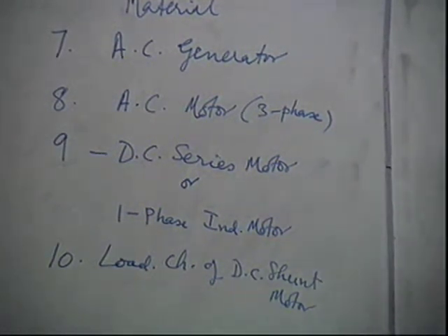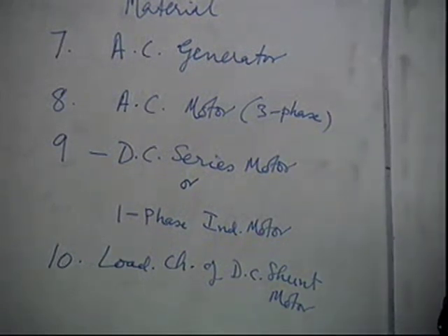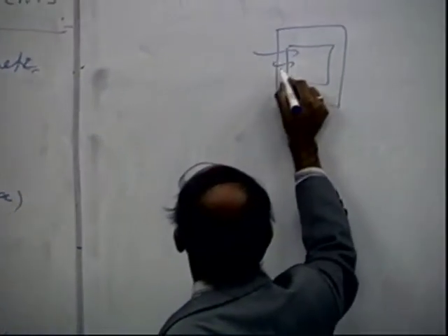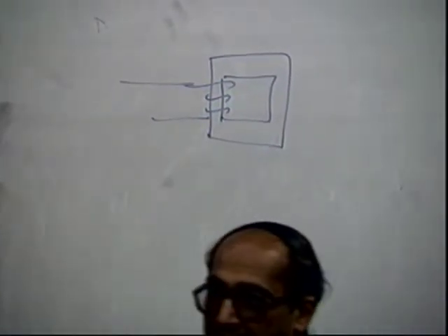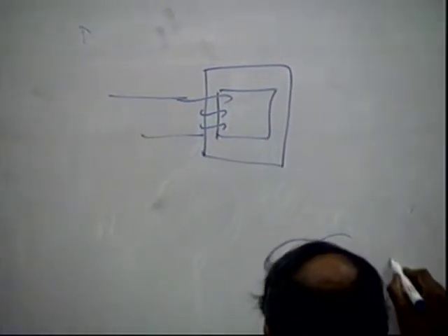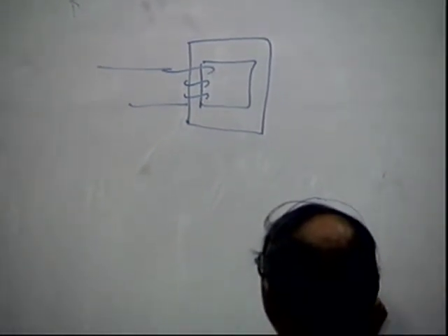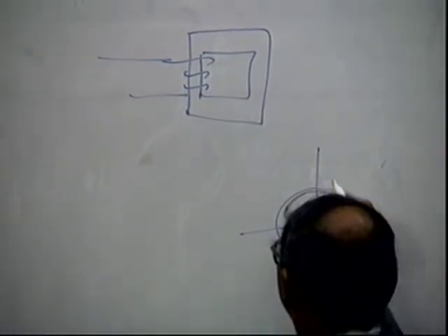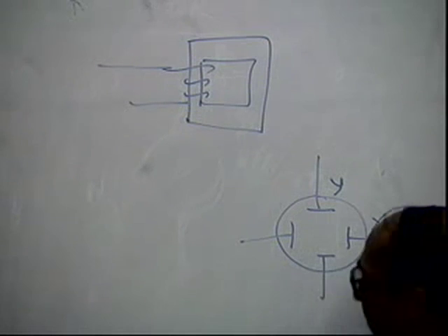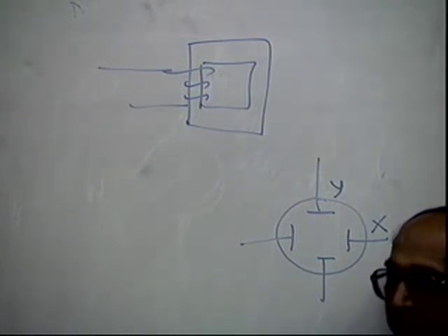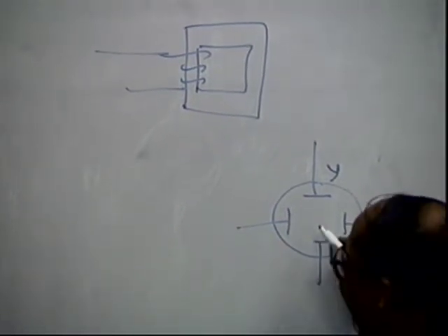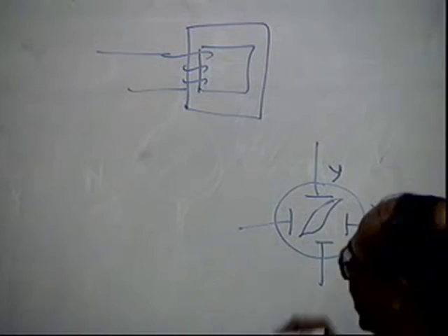Okay, the first one, you have a magnetic core. You would like to know the BH loop of this material. So you know, in a CRO, these are the X plates and these are the Y plates. If you can somehow make the X plates take a signal proportional to H and the Y plates take a signal proportional to B, then you can get a BH loop here.